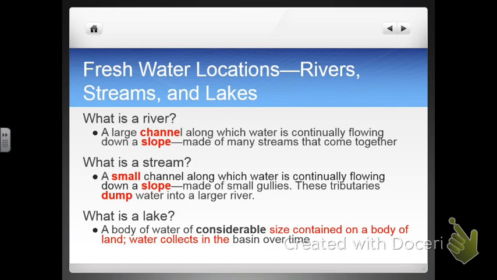A lake is defined as just a body of water that's of enough size, a pond would be smaller, that water collects in this basin or this bowl over time. Most lakes have streams that flow in or out, or rivers that flow in or out and feed it. Some lakes are contained and don't have creeks and rivers. Some lakes are fed by underground bodies of water coming up from the groundwater, underground springs.